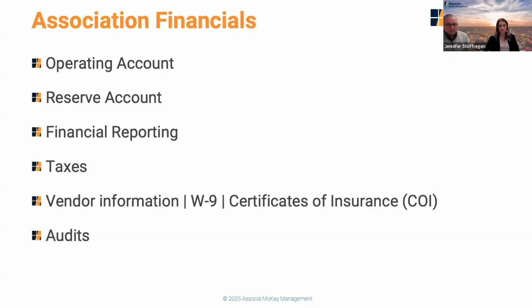Okay, so finances. There are two different accounts that each association should have. Every association is going to have an operating account, which is essentially your checking account. This is the account that you're going to have the most activity in. This is where your accounts receivable is going to go into, and where your accounts payable is going to come out of. This is where you're going to keep track of all of those for your financials.